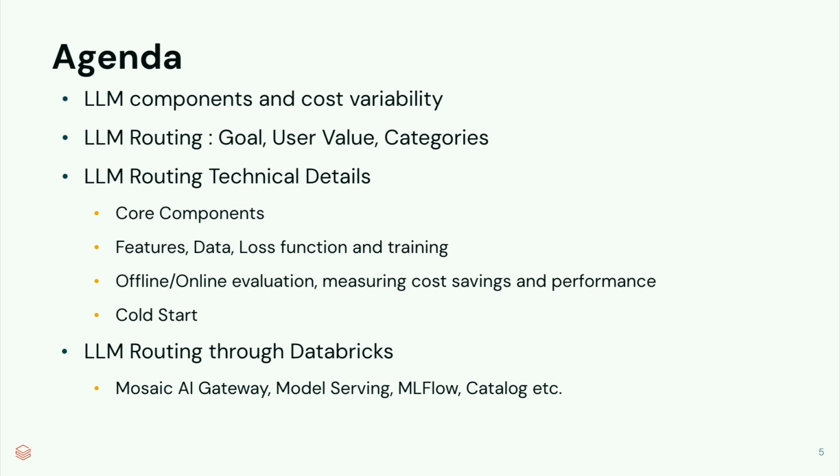In the third part, we will take a technical deep dive. We will understand the core components: the features, data, and training loss, and how you can do online and offline evaluation. How can you measure the cost and savings, and different aspects related to the cold start? For example, if a new model comes in, or a new prompt or query time comes in, how do you deal with those cases? In the last section, we will talk about how we implement the technical details from part three using Databricks components. I believe most of the people here are very familiar with that. So we'll go through how routing and Databricks come together.